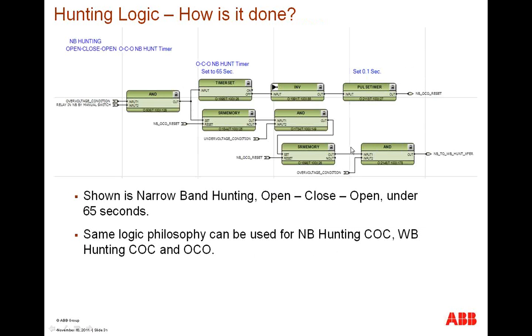Here is the conglomeration of AND gates, OR gates, and latch gates that I have put together to develop hunting logic and to determine if I need to make a hunting transfer decision. Here I have an AND gate driven by an overvoltage condition, and if the relay is in manual. If the relay is in narrowband by a manual switch, I will satisfy this AND gate. Start a timer. This timer is what I'm going to set my hunt time to be.